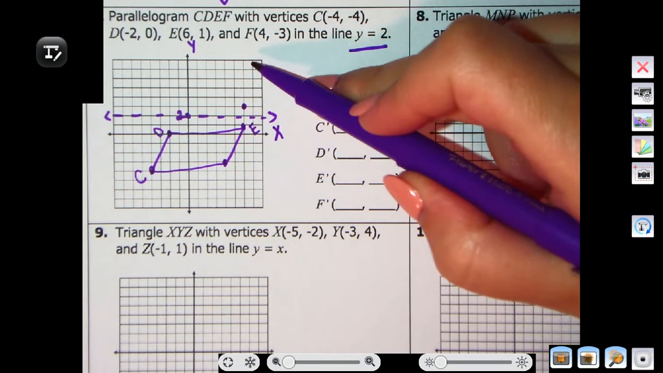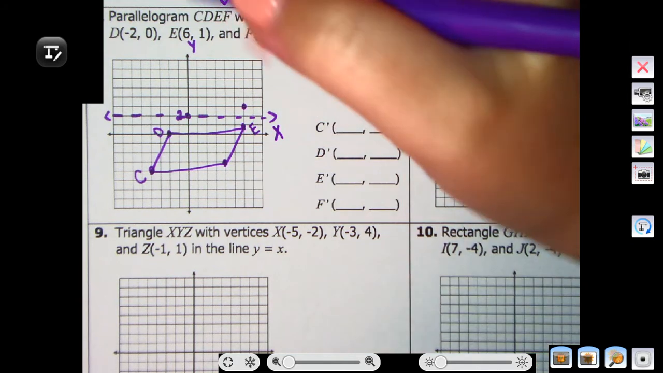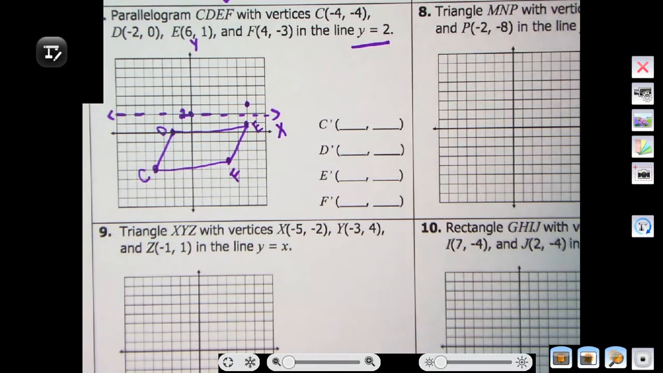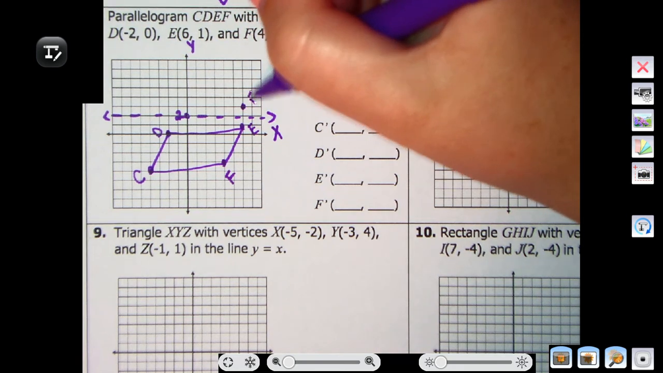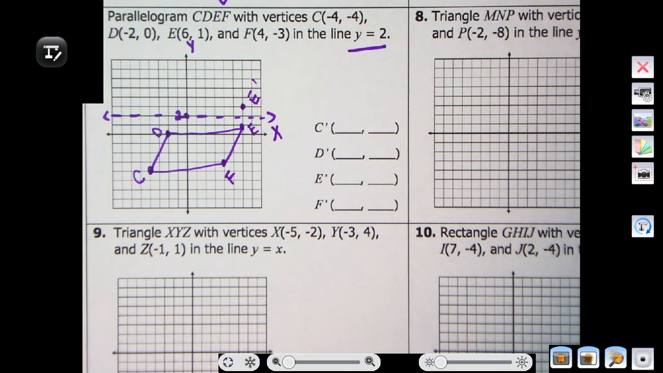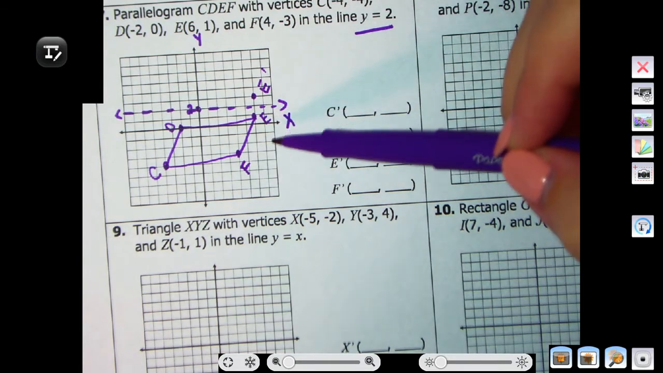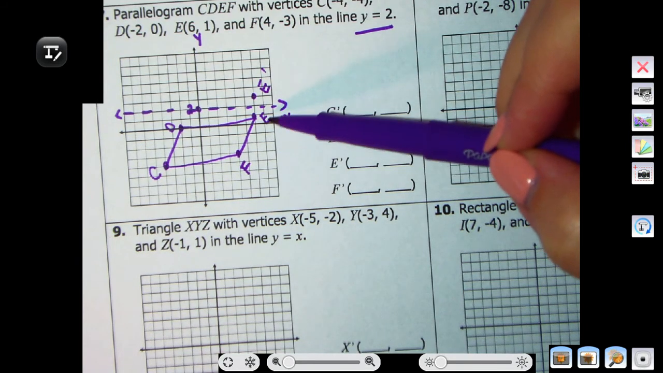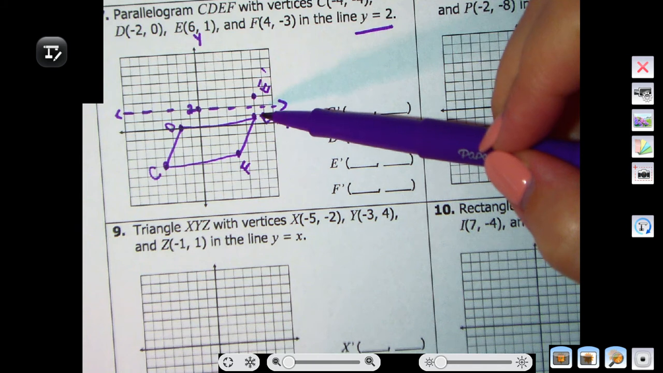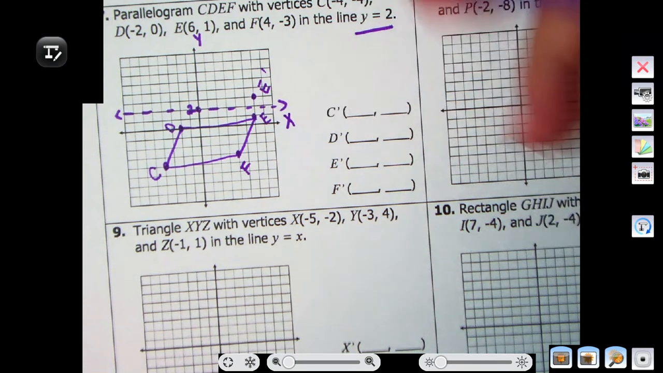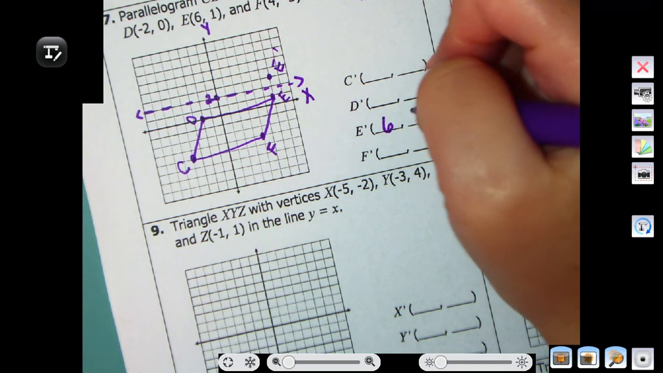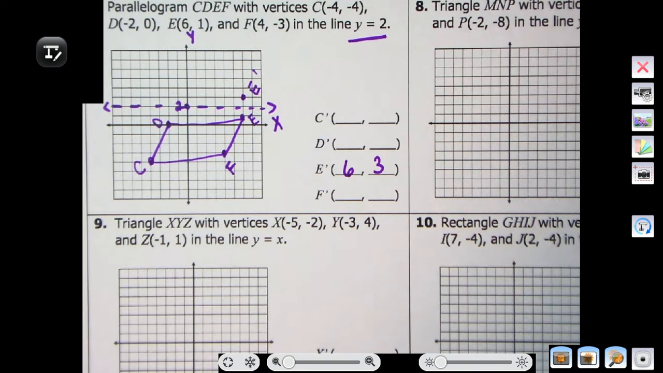same grid line here. Oh, let me label, this was F right here. Let's write the points here. This is E prime, and E prime is, it's my x-axis. For E, it's still 6, but now I went up to 3. So 6, 3 for E prime.